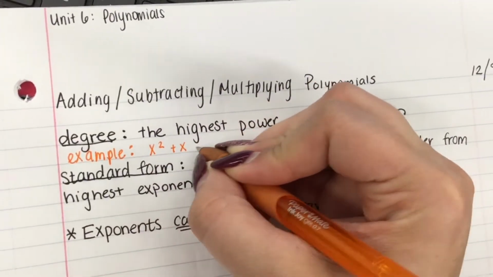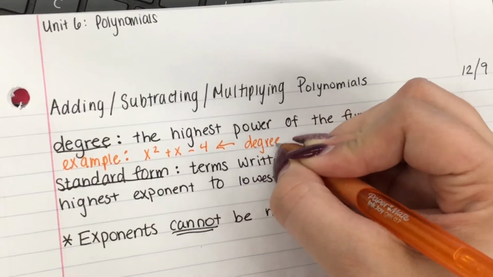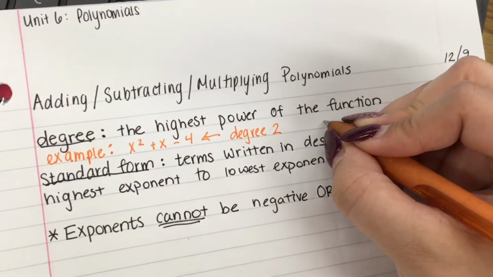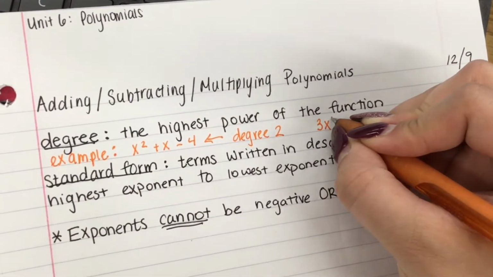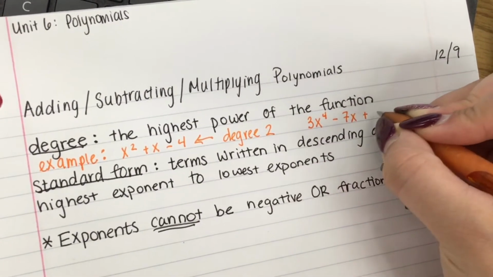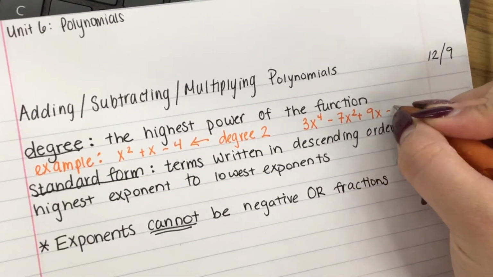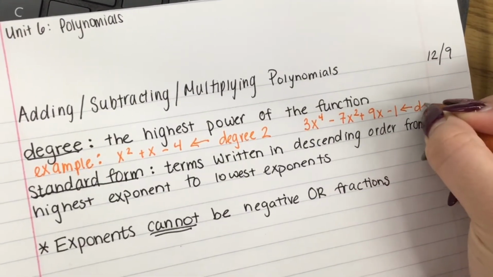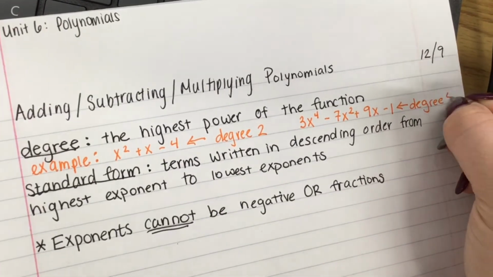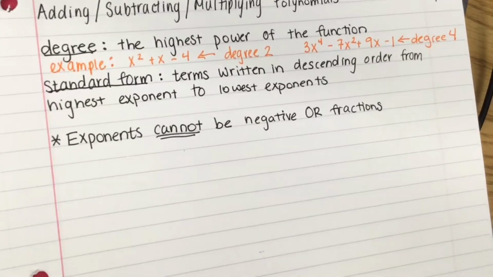When you're trying to determine the degree of a function, you want to look at that polynomial's highest exponent. So in this first example, this is degree 2 because the highest exponent is a 2. In this second example we look at, the biggest exponent that we see is the fourth power. Even though we have an x squared in there, even though we have an x all by itself, this is degree 4 because the biggest exponent is 4.